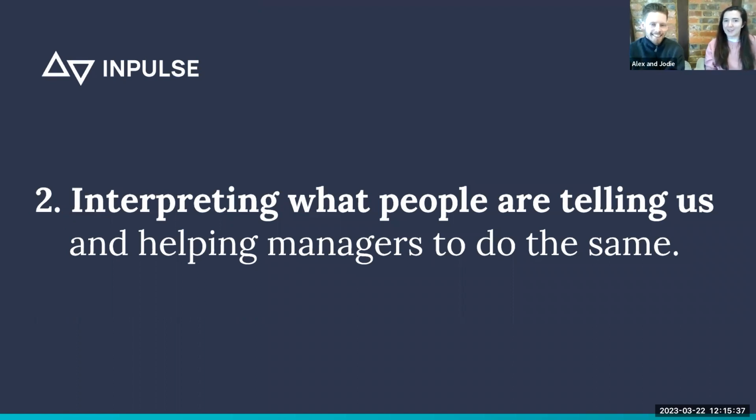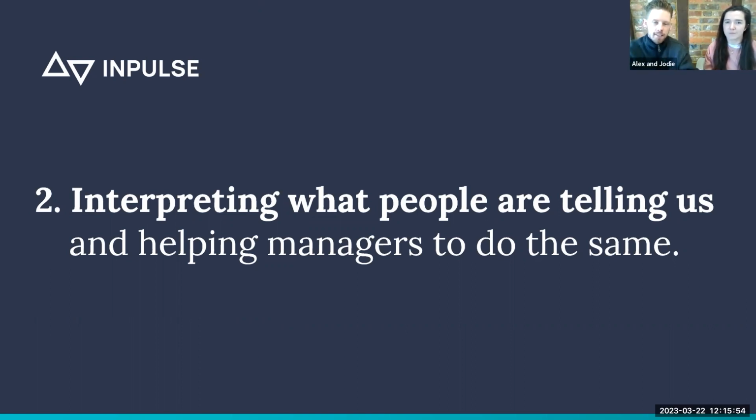This is what we're going to look at next, on to step 2, around interpreting what people are telling us and helping managers to do the same. Yeah, exactly. So Jodie's really pulled together a strong case there as to why we think asking how people feel, and the why, is so important. And those are 2 key questions you should be asking in all of your engagement surveys.